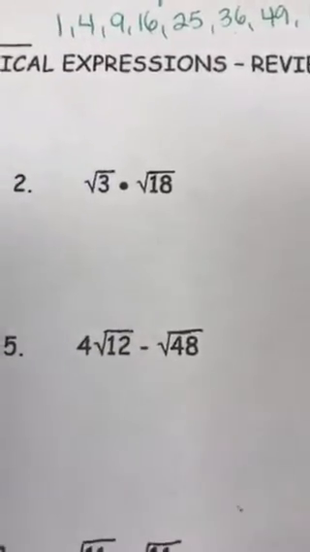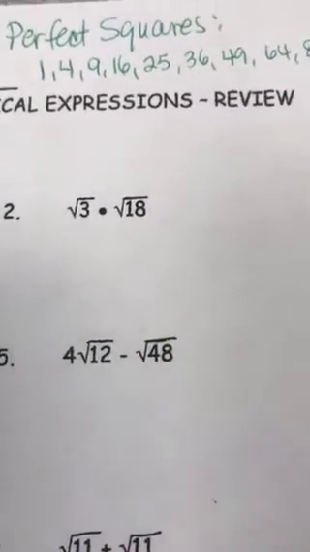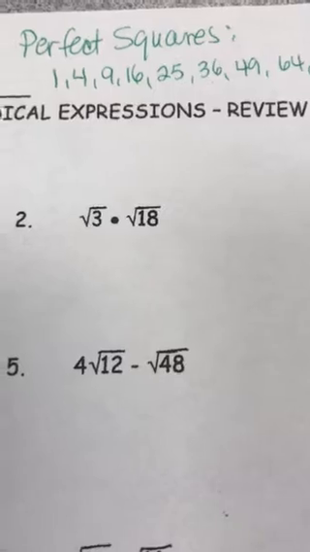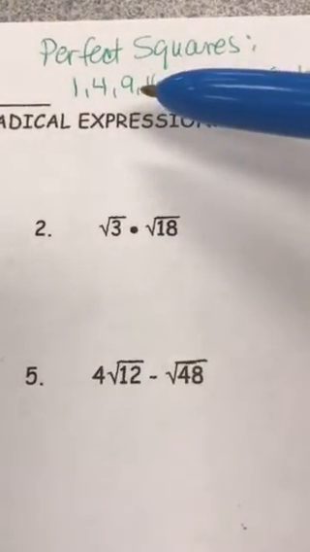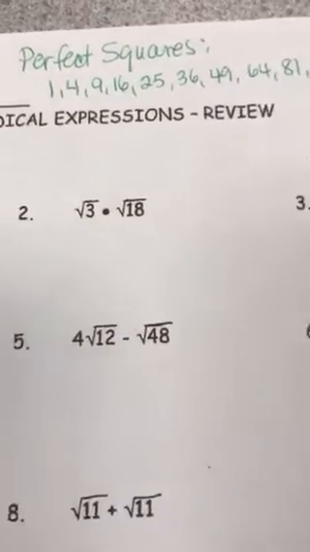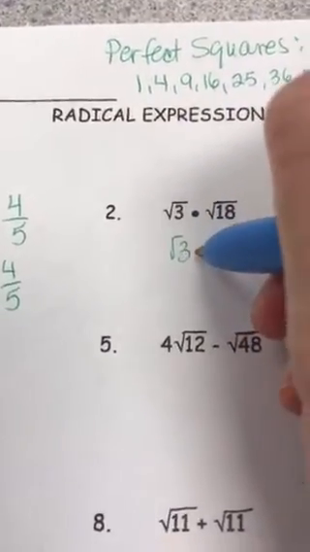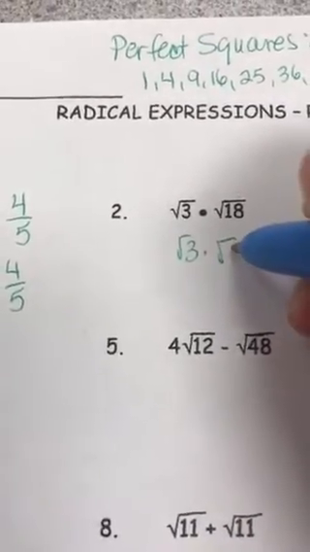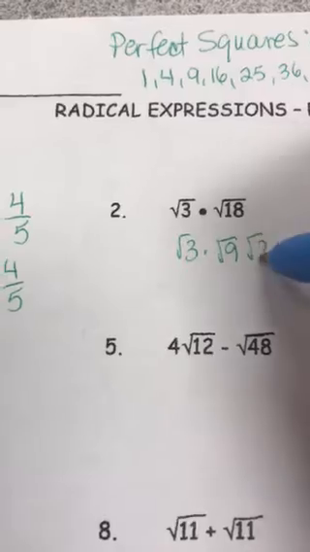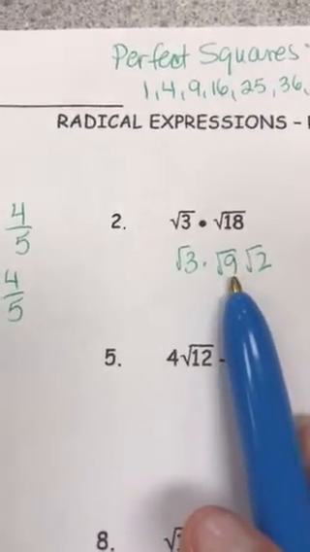Square root of 3 times the square root of 18. Neither of those are perfect squares, but if I look at my perfect squares, I can see that 9 is a perfect square that will go into 18. So I need to simplify this. So it's going to be root 3. Since I can't take the square root of that, I'm just going to rewrite it. Times the square root of 9 times the square root of 2. This equals 18.